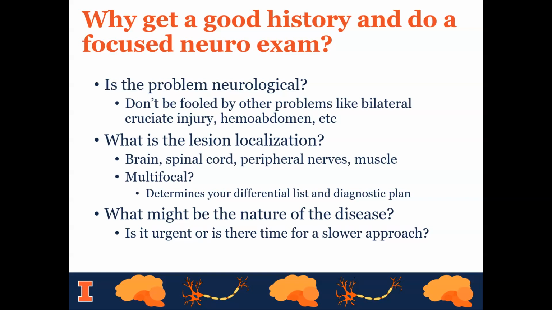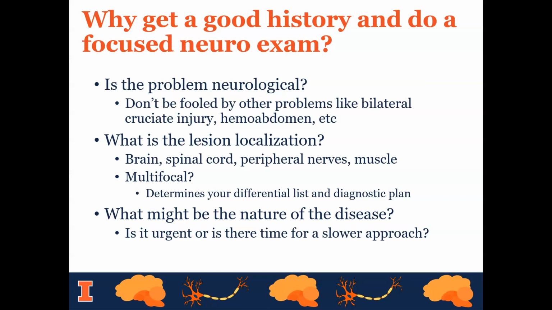If we confirm there's a neurologic problem, then we need to identify where the problem is coming from in the nervous system, or what we call the lesion localization. We break this up into a few different parts of the nervous system: the brain, the spinal cord, and the peripheral nerve and muscle system. We also might have to consider multifocal disease. Depending on where we localize our lesion, it determines what kinds of diseases we should consider and what kinds of tests we should do.